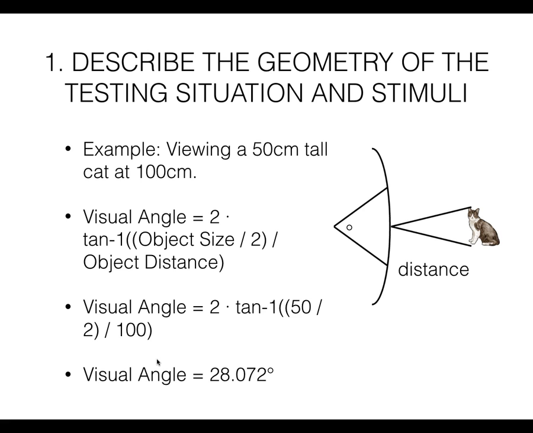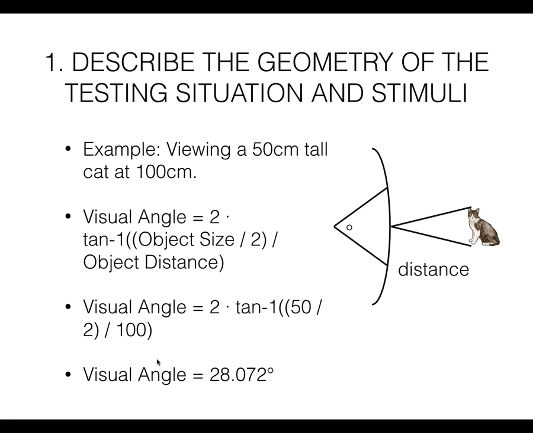So here's just a quick example. Imagine I have a cat on the screen. It's 50 centimeters tall, and I'm viewing it from a distance of 1 meter, so 100 centimeters. To work out that cat's size on the back of the retina, so my angle back here, it's 2 times the arctan of the object size divided by 2, divided by the object distance. If I plug those numbers in, the size in degrees on the back of the eye is about 28 degrees.